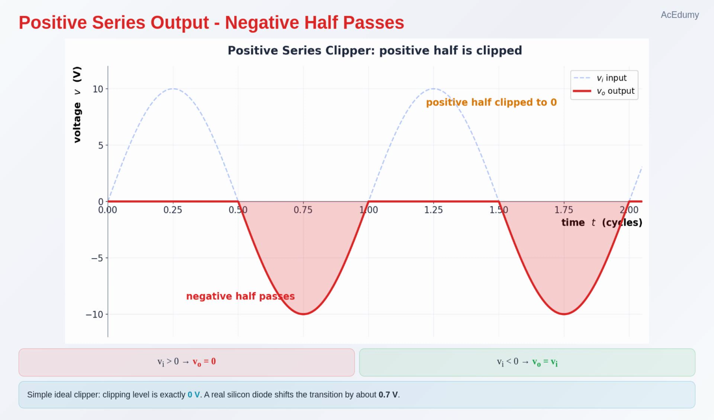At the zero crossings, the ideal model changes state instantly. In a real silicon diode, the transition is not perfectly sharp, and the forward drop is about 0.7 volts. But for the ideal clipper model, the clipping level is exactly 0 volts. That is why this first pair is called simple clippers.